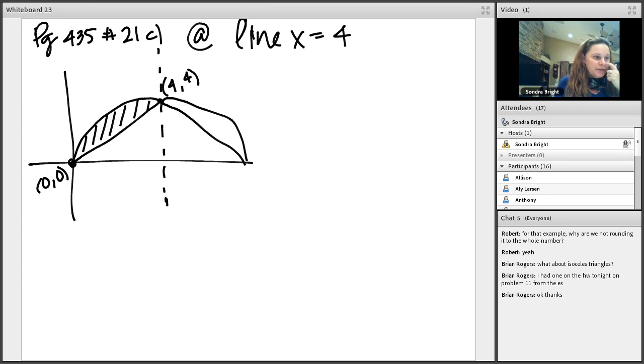All right, so here's what you want to do. You can do washers or shells. I'm going to do washers again. But this time, you do need to do it with respect to y.